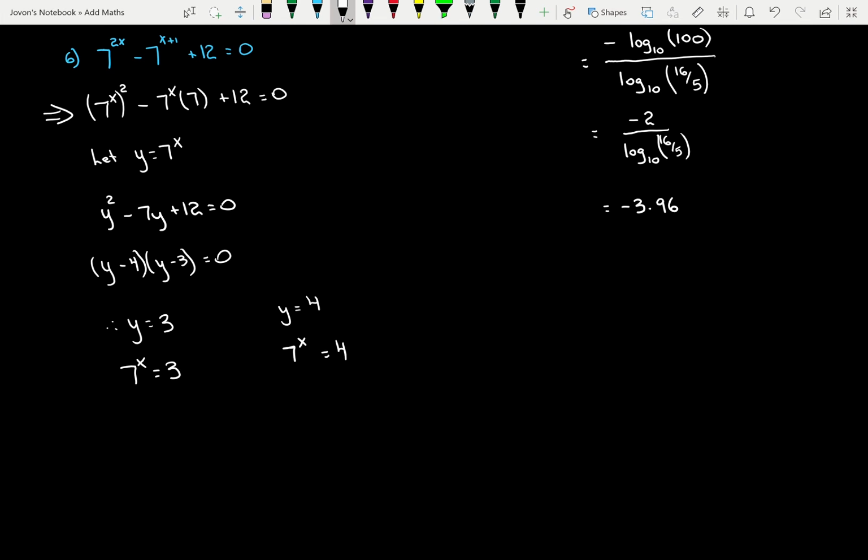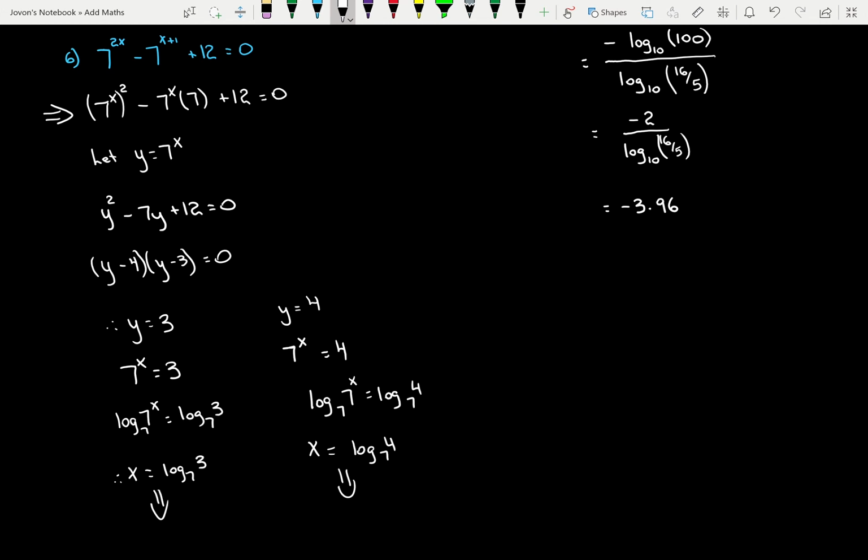Here, I'll take logs to base 7, so we get log base 7 of 7^x is equal to log base 7 of 3. Therefore, I'll get x is equal to log base 7 of 3, since log base 7 of 7 is 1. Here now, again, we'll have log base 7 of 7^x is equal to log base 7 of 4. Bring down the power, this becomes 1, so we have x is equal to log base 7 of 4. Calculating the value of this will give you your answer.